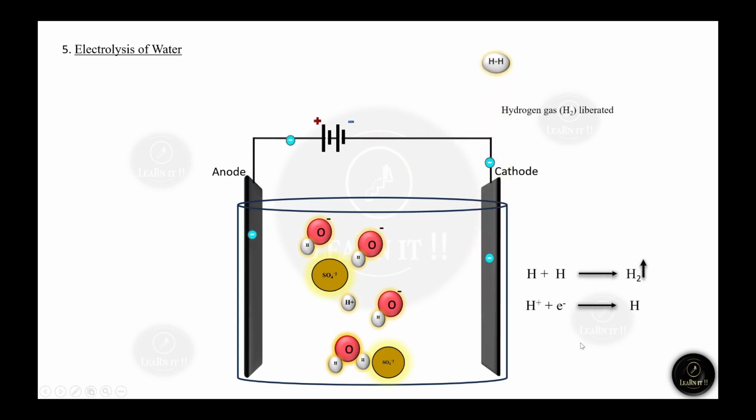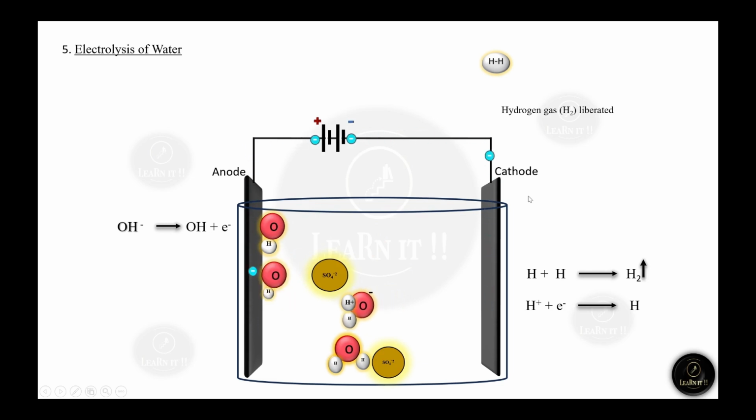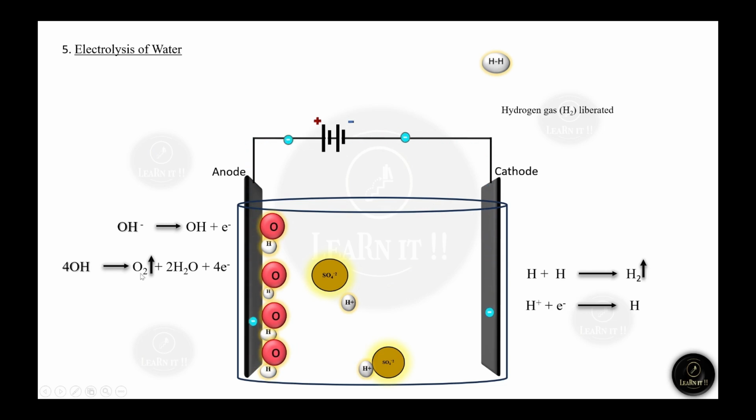At the anode, the OH- is converted into OH and 1 electron is taken out by the battery. Like that, 4 OH- convert into 1 oxygen molecule and 2 water molecules and 4 electrons, as they were already liberated before.